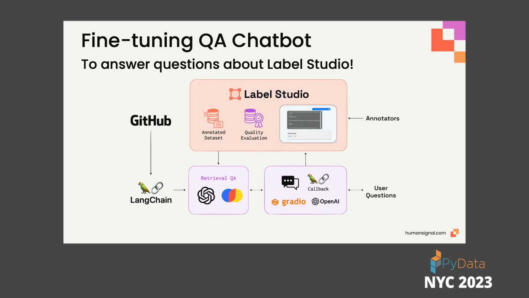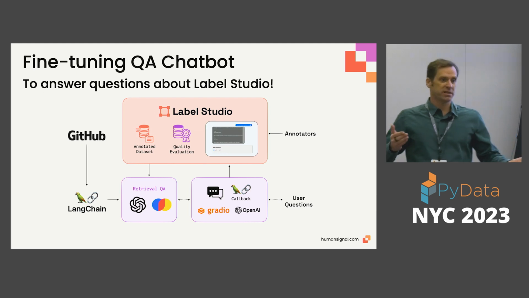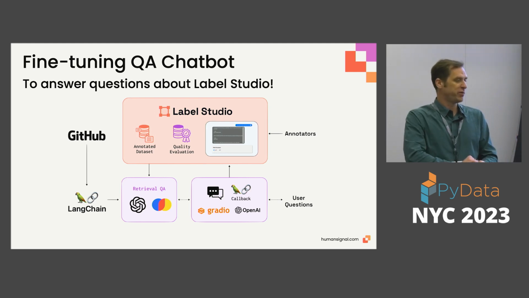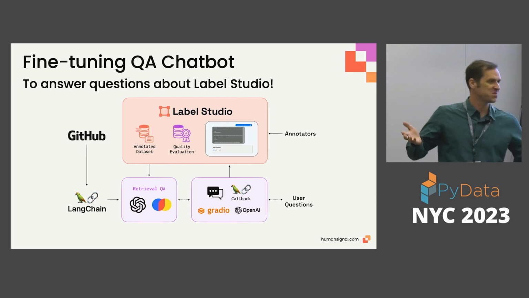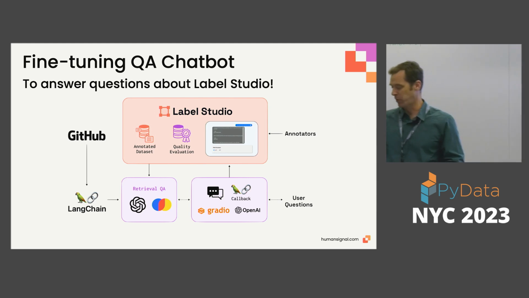Okay, so what are we going to do? We're going to be fine-tuning a QA chatbot to answer questions about Label Studio. We're going to pull documentation from GitHub using LangChain, and then build embeddings that are going to go into a vector database using OpenAI, and then we're going to use Gradio to have a bot that is going to answer questions for us. You've probably seen this before, right? This is a very popular way of doing things, but if you haven't, then you'll see how easy it is to get started with this.